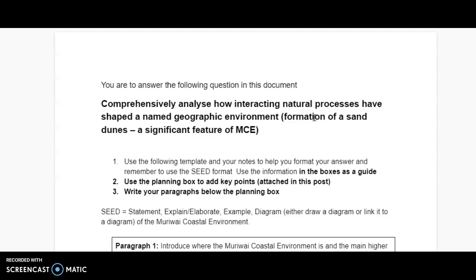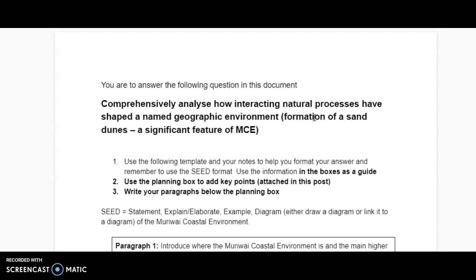So when you're writing this, or when you are doing this question, I want you to think about how the processes interact to produce specific features. What is the role of each process and how important is it in the formation of the sand dunes? For example, if we removed longshore drift, would there be sediment supplied to form our sand dunes?